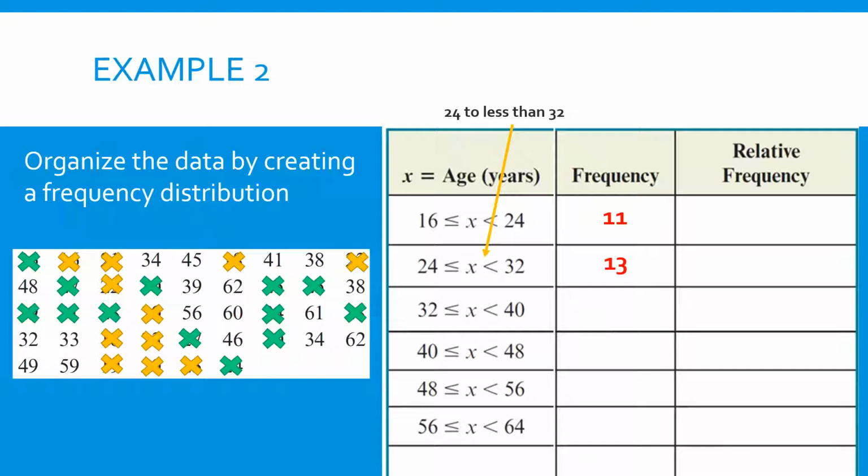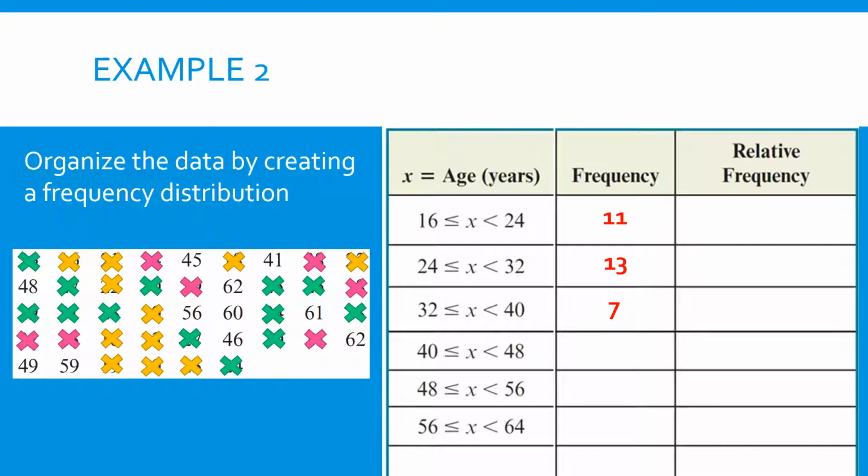Now our third age group, we're doing 32 to less than 40. Look at the ones that you have left that are less than 40 years old. So 1, 2, 3, 4, 5, 6, 7. All right, so 7 people were in the age group 32 to less than 40.